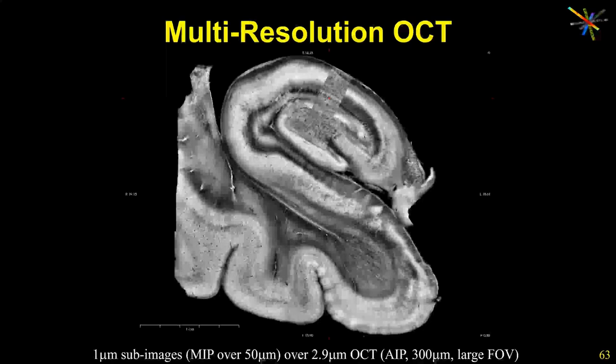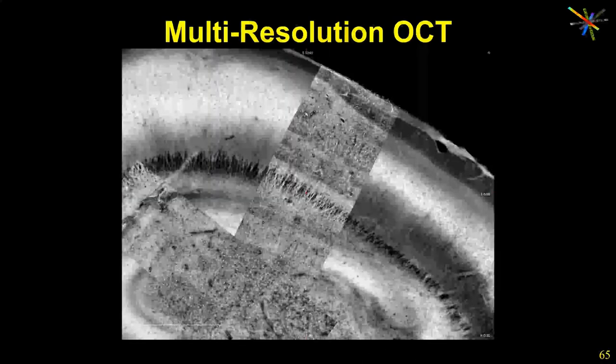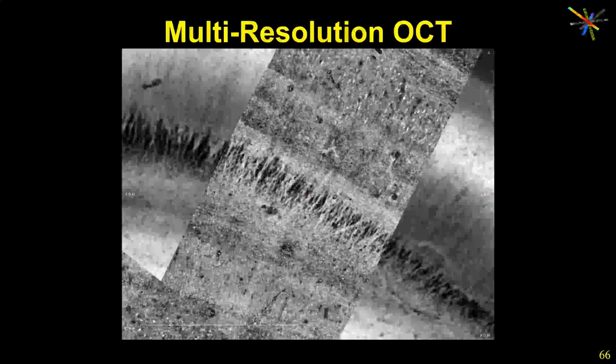In OCT, we collect an entire A line, an entire line in depth, with each acquisition. So it's orders of magnitude faster than 2 photon. And so we can get wide fields of view while retaining high resolution. So here's an example in the human medial temporal lobe where we can image these mossy fibers. You don't see them as they're crossing the hippocampal fissure.